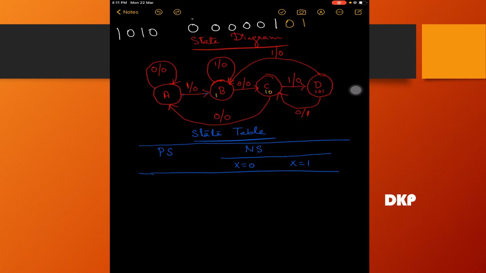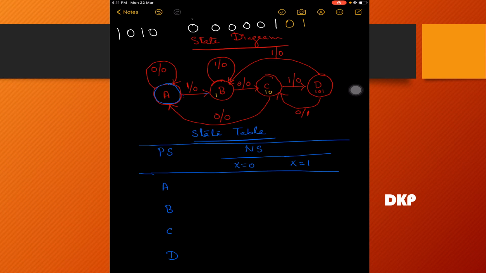Now we have to draw the state table. We have to draw this table from the state diagram. You have already drawn the state diagram. By seeing the state diagram, you have to write the state table. So which are the states that we have used here? A, B, C, D are the 4 states of the sequence detector. When the sequence detector was in state A, it had received 2 inputs, that is x equal to 0, x equal to 1.